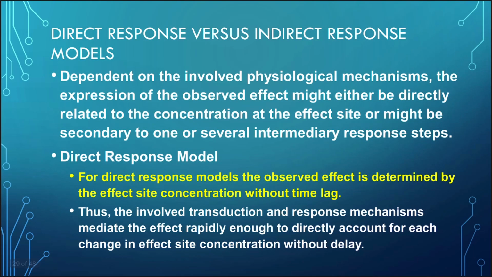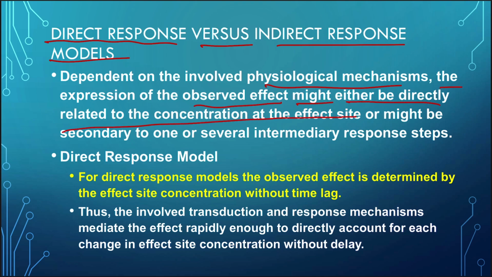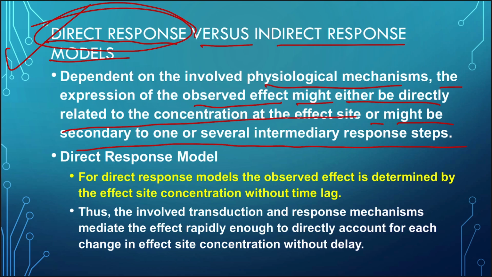Now coming to the direct response versus the indirect response models. Depending on the involved physiological mechanisms, the expression of the observed effect might either be directly related to the concentration at the effect site, or it might be secondary to several intermediary response steps. So the indirect link and direct link models can both come under the direct response model, because here the effect is actually produced by the concentration of the drug which is present in the effect compartment, or by the plasma concentration. There are no intermediary steps in between. So in that case, we will consider the direct response model.